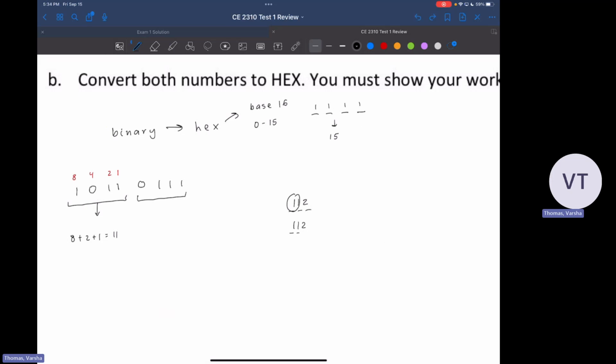So that's 2 hex digits. But what if I had like 0001, 0001, and then 0010? That's 3 places, and this one would be equal to 1 in hex 2. So how do we differentiate between these 2 things we just did? They look exactly the same. Okay, let's pretend like this eventually went to a 2. Okay, we're not there yet.